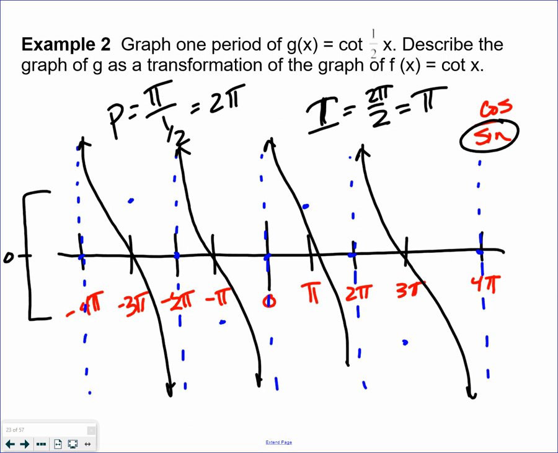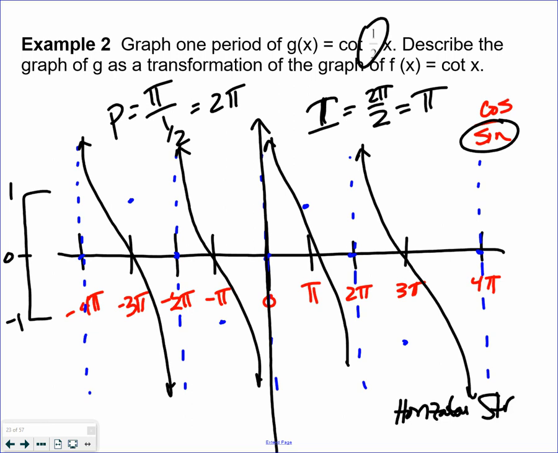Describing. The midline is at 0 because nothing is being added or subtracted to the function. It goes up and down 1 because there's nothing being multiplied with the function. And always draw in the y-axis so you know where it's located. Describe now. All right, so the only thing that happened was this number right here. So you're talking about a horizontal stretch by 2.